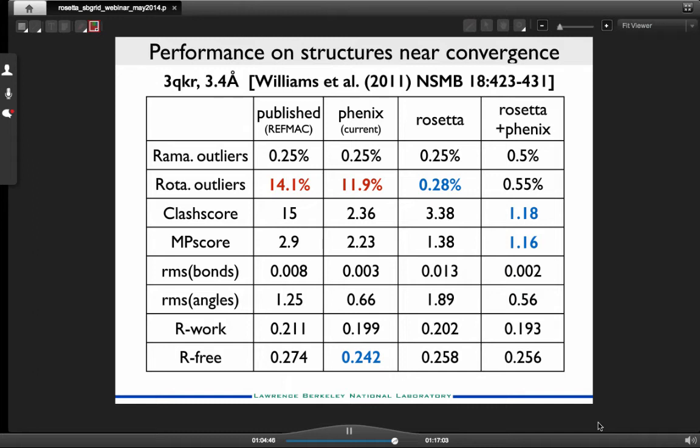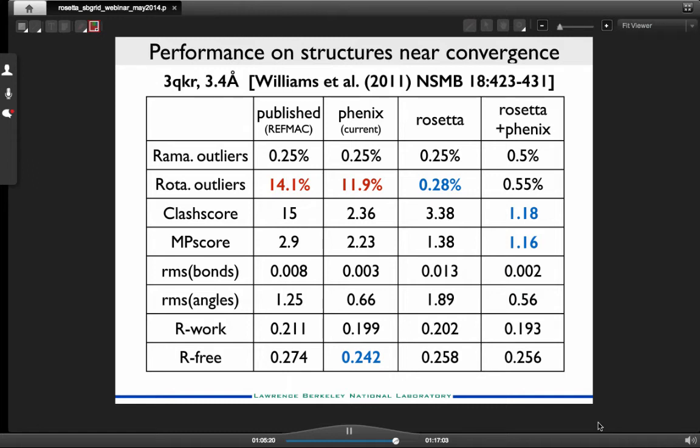So this is a more typical example of re-refining a published structure, and I apologize for assaulting you with tables. But what I'm showing here is a structure that's actually fairly good, moderate resolution. We can get a significantly better model in Phenix. The one problem we can't really fix right now is rotamer outliers, and at this resolution, real space refinement in Phenix doesn't help very much. Again, with Rosetta, it basically fixes almost all of our geometry problems. And then if we do more refinement in Phenix, it actually makes it even a little bit better.